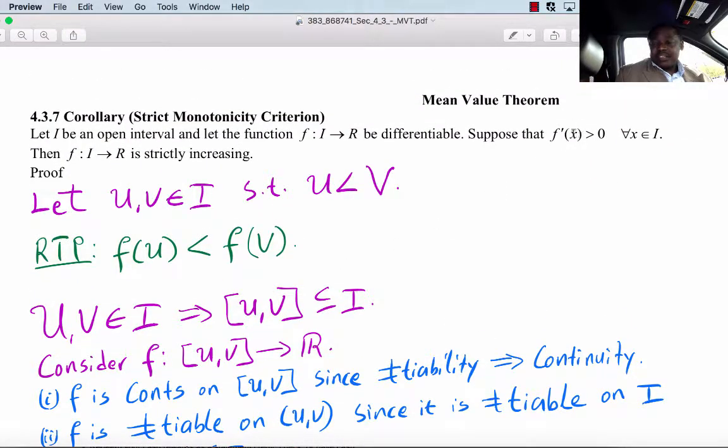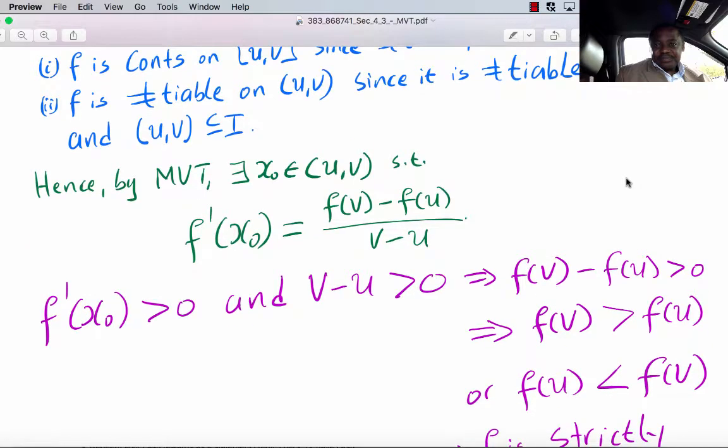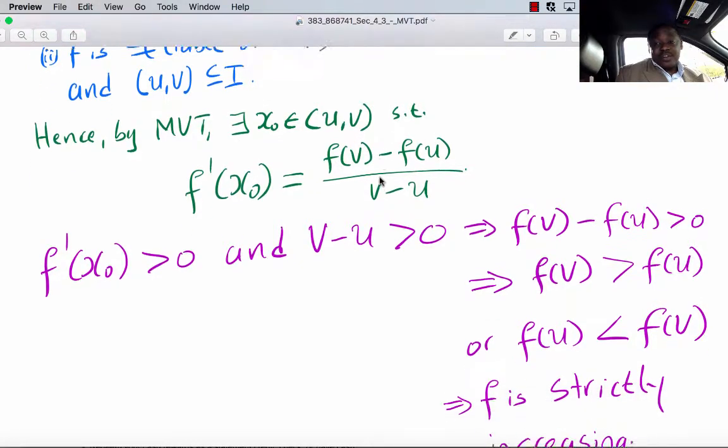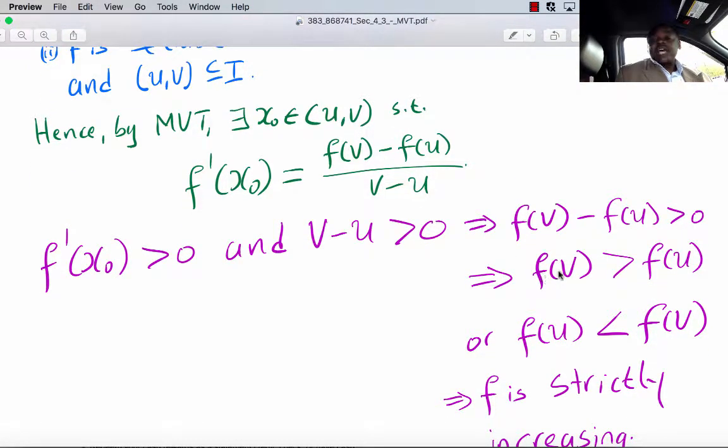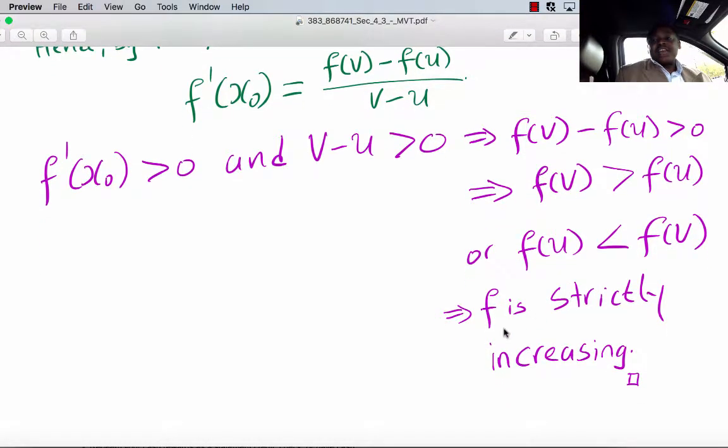That is given. The first derivative at the point x is greater than 0 for every x in I. So this quantity right here is strictly greater than 0. I'm sorry, but the numerator has to be strictly greater than 0. In other words, f of v is strictly greater than f of u, in which case f is strictly increasing. Or you can say f of u is strictly less than f of v.